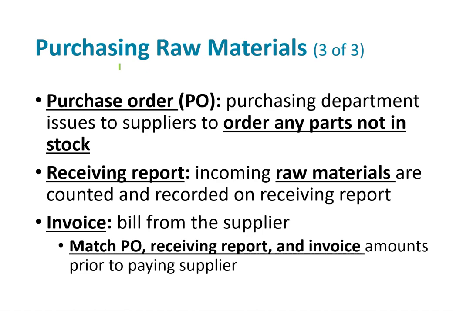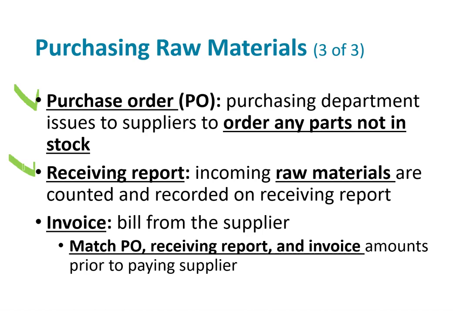Now, the purchasing of raw material has a way of doing internal control, and that is you begin with a purchase order, and a purchase department issues this to suppliers to order any parts not in stock. So in other words, everything begins with a PO, or a purchase order.